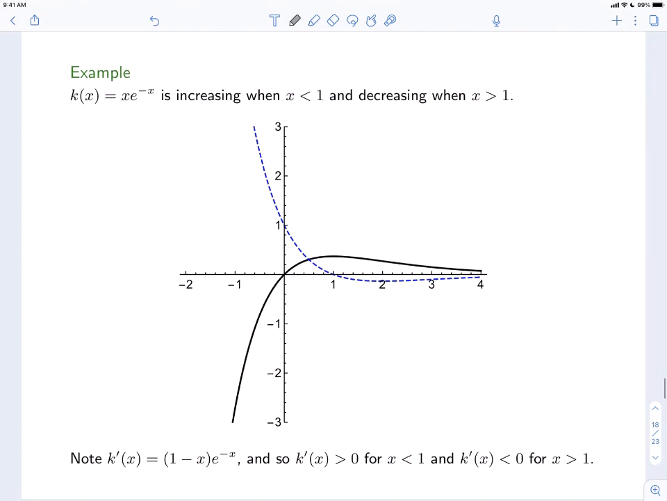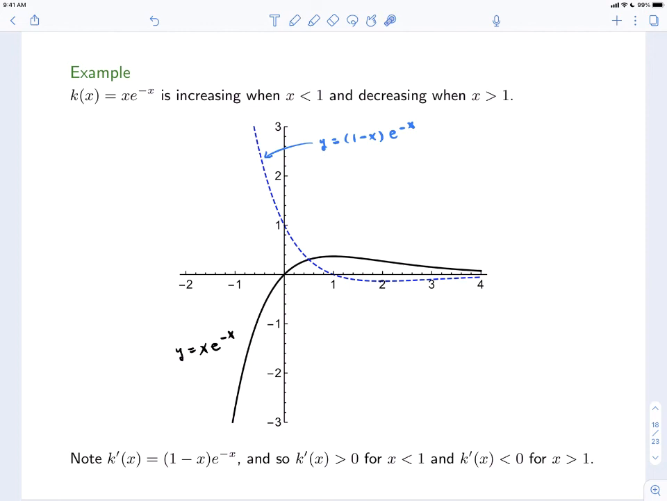Here's a function which is a little bit more involved. k of x equals x times e to the negative x. So again, the solid graph is the graph of the function. So this is y equals x e to the negative x. Whereas the dotted graph, or the dashed graph, is the derivative. So this one here, this is y equals the derivative, which you can compute, and you can see that it's 1 minus x times e to the negative x.